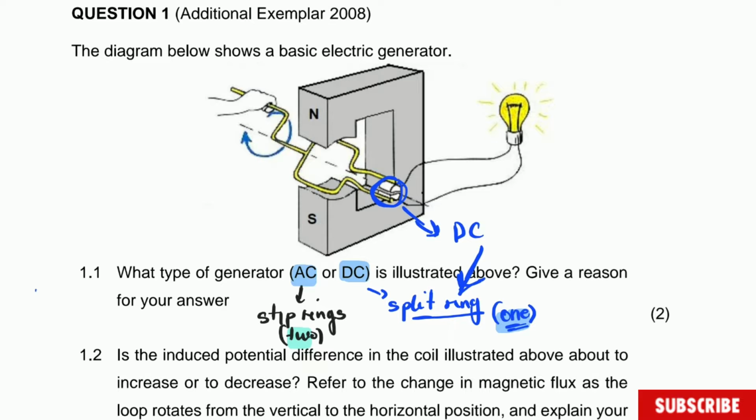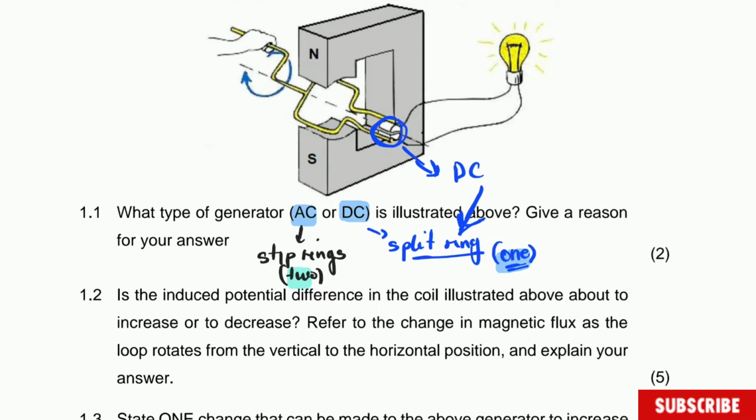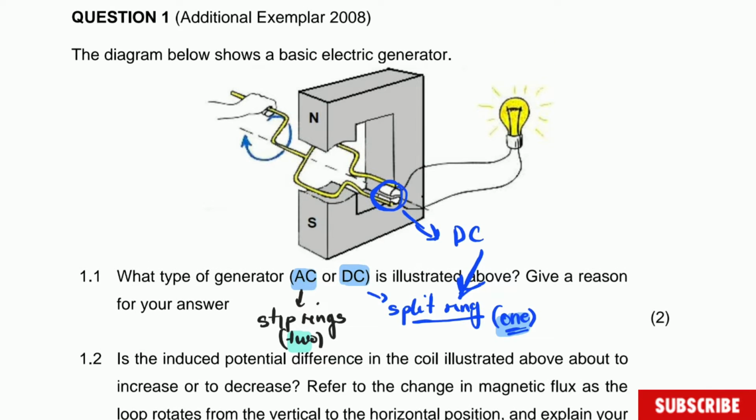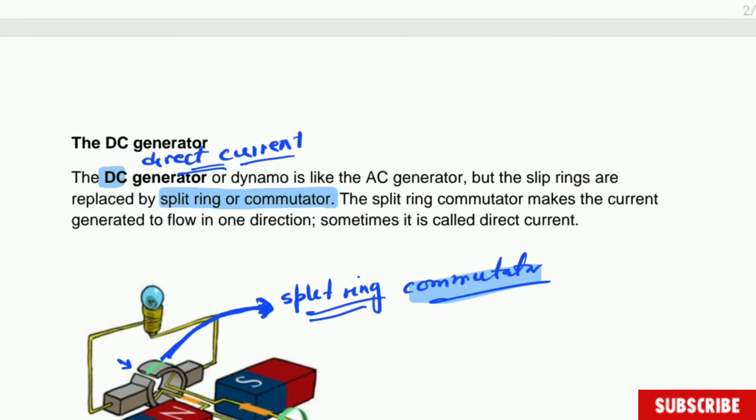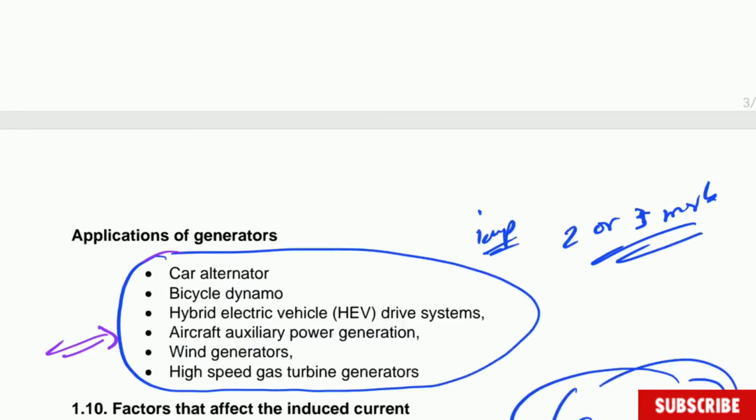Okay, now is the induced potential difference in the coil illustrated above going to increase or decrease? Now if you look carefully at the picture, this side is coming up, is moving up. Let's use another color. I like colors, guys. This side here is coming up and this side there is coming down, so it is going to be in position. If we go back all the way to the previous lesson, it is going to be moving to this position here, which is a zero potential difference.